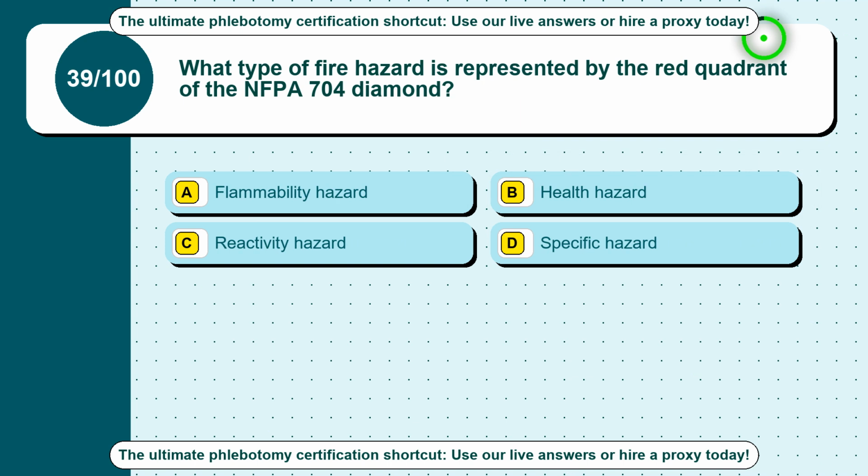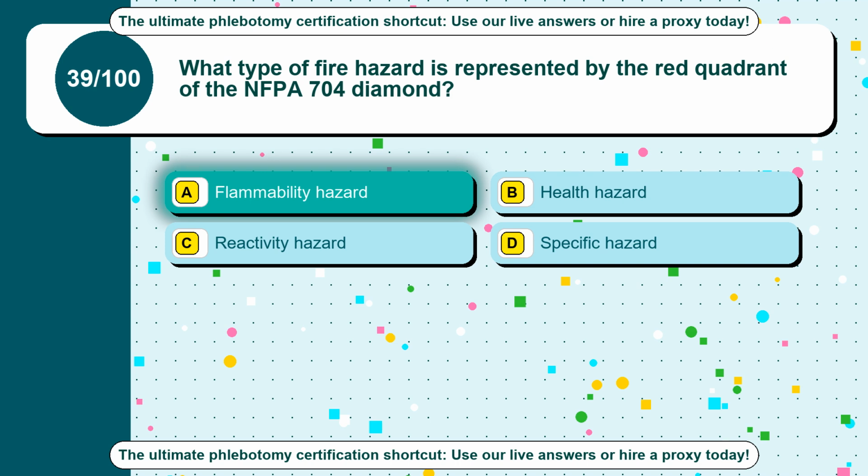Question 39. What type of fire hazard is represented by the red quadrant of the NFPA 704 diamond? Option A. Flammability hazard. Option B. Health hazard. Option C. Reactivity hazard. Option D. Specific hazard. The correct answer is option A.